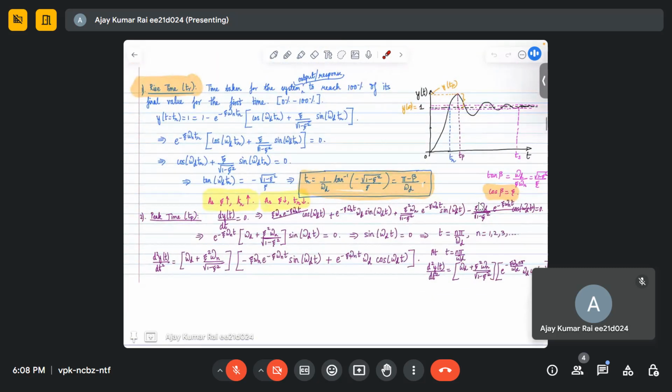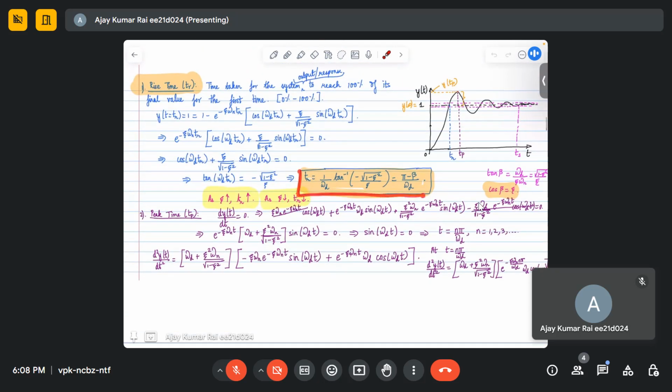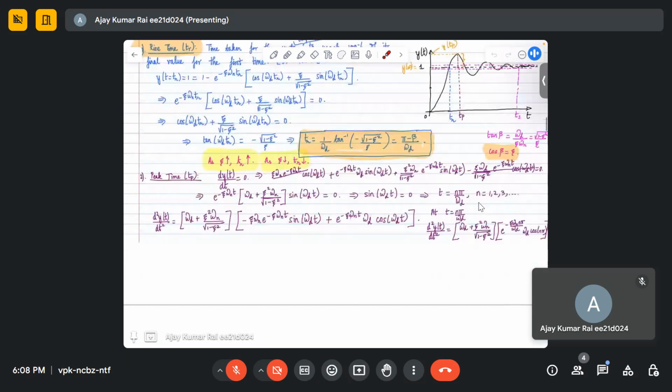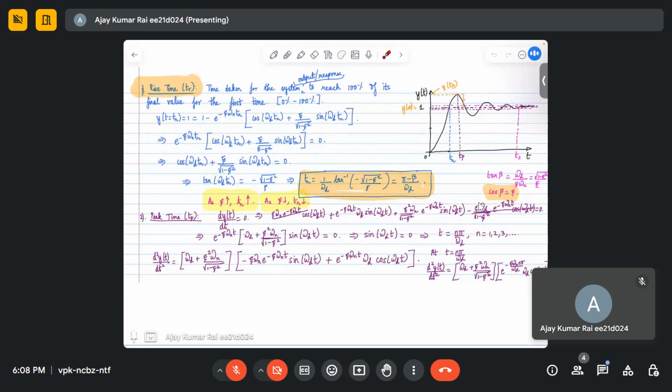For a second order system, it is pi minus beta by omega d. What is beta? You can define cos beta equal to zeta, where zeta is the damping ratio. You have to remember these formulas, because while we are doing questions, we will also be using these values. What is actually happening if you increase the zeta? Increasing zeta means you are increasing the damping of the system, and if you increase the damping of the system, your time increases. Let me give you an example here.